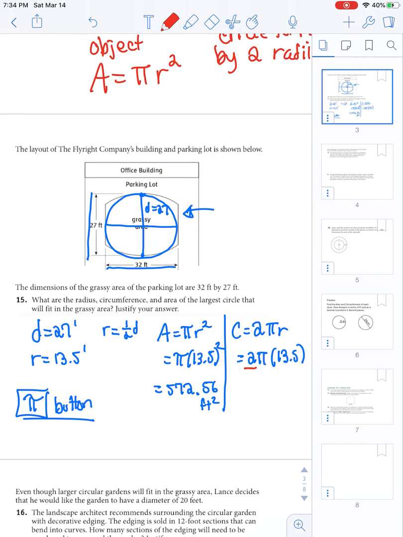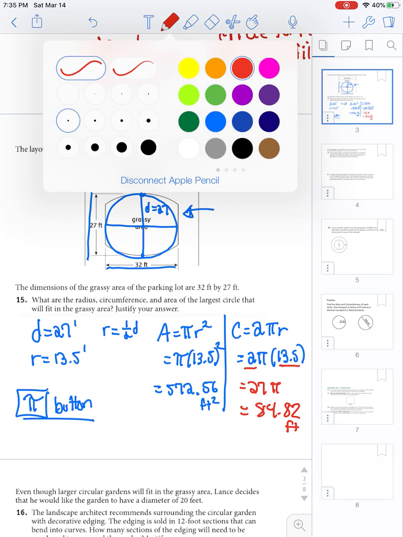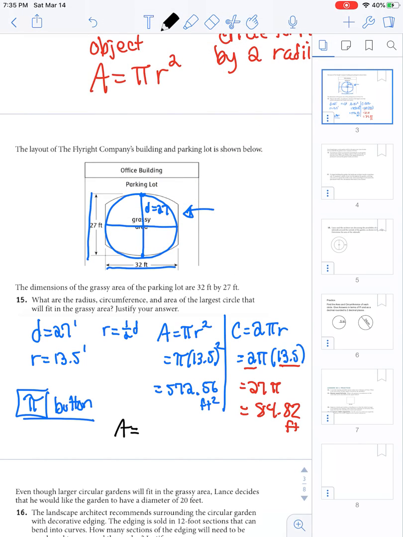Remember that by doing 2 times 13.5, we're actually getting that diameter, so we could simply do the 27 times pi. And again, using the pi button, we're going to get a circumference of 84.82 feet. Now you'll notice the units, area is again feet squared, circumference is only feet, and that's because if you go back to your formulas, in the area formula, we multiplied the radius times the radius. Both of those were measured in feet, and if you multiply feet by itself, you square it. In the circumference formula, you only use the radius once, which means you only have that unit of feet once.